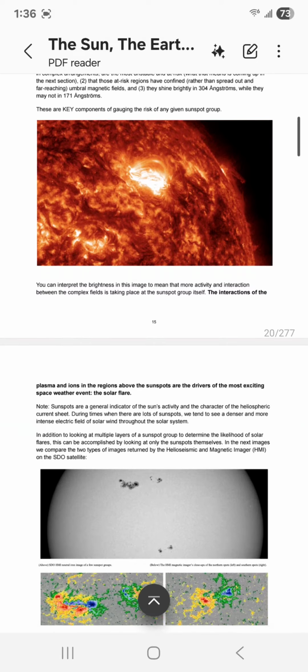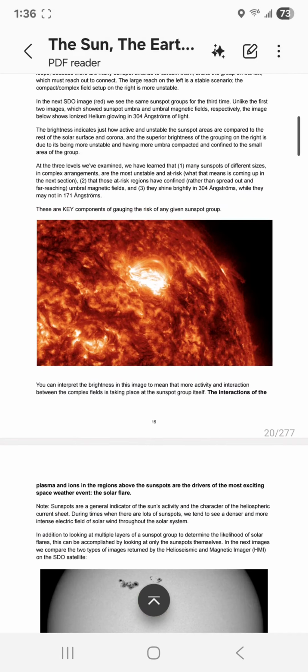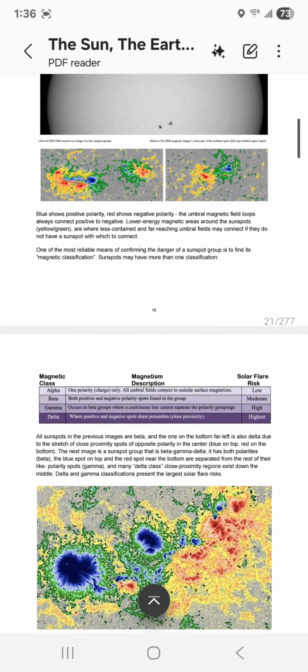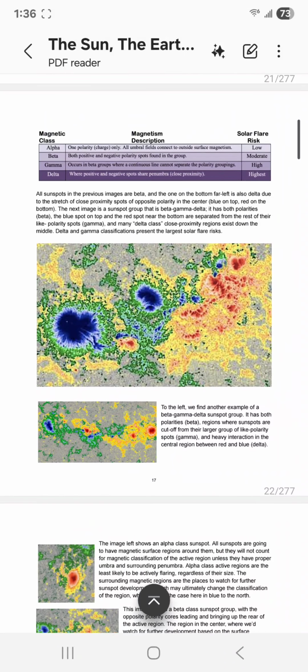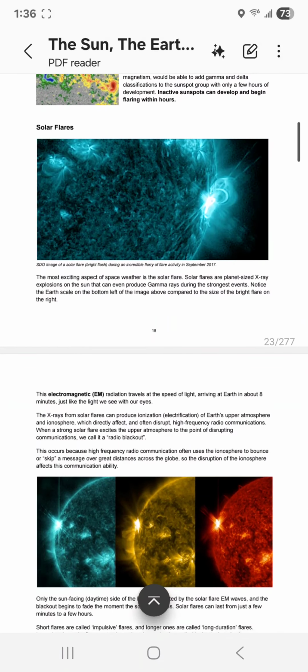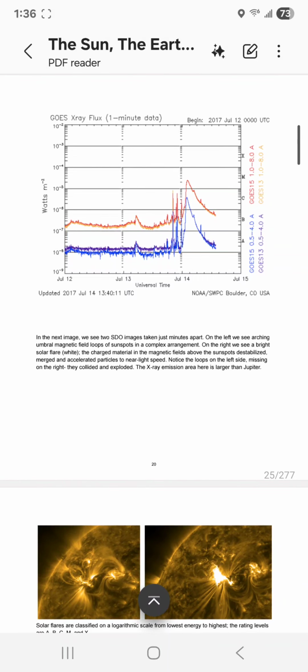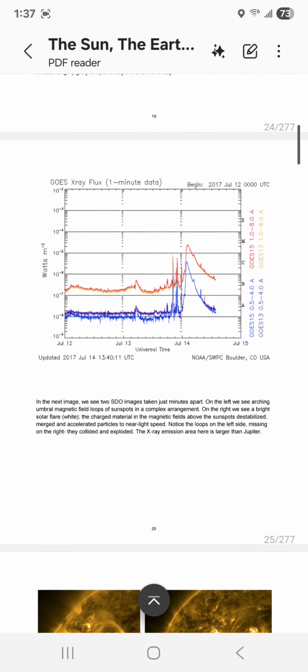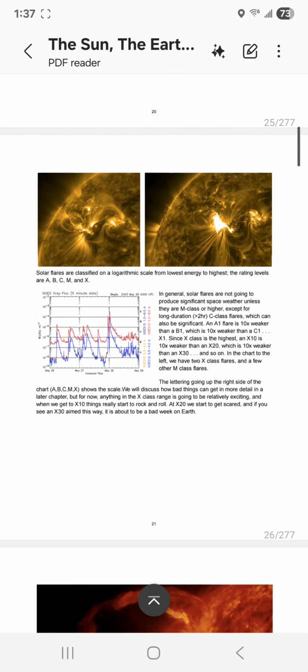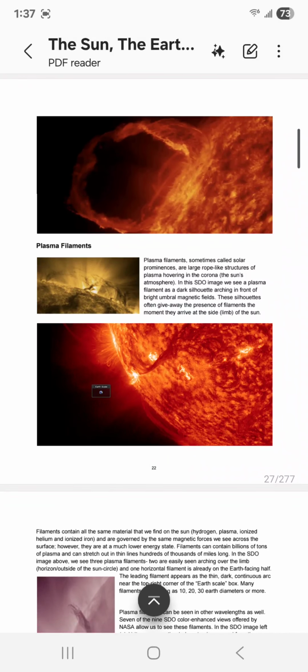And then I was teaching her about sunspots, and then CMEs, the coronal mass ejections. And then this shows you how to figure out what the delta class, the gamma class, the beta, and the alpha are. And they give examples of them, so you can learn through that. You're going to learn also what X-ray flux is. There's a lot of stuff to learn here, and plasma filaments, plasma ropes being shot out. Those are the most dangerous.